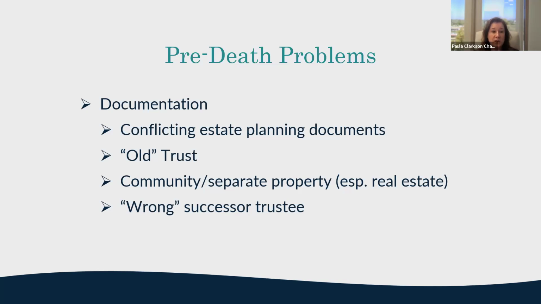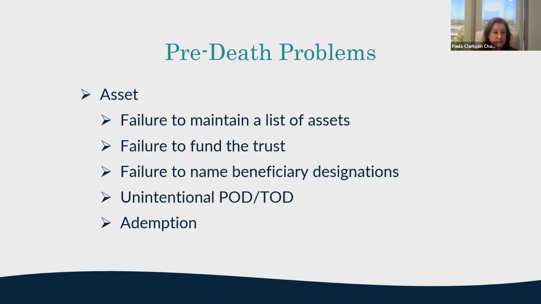Is it dealing with your separate property, your community property? How is title held so that there aren't any problems? Do you still have the correct trustee, or do you no longer like that person, or have they passed away? Or, as I mentioned earlier, you leave a piece of real estate to one child and you no longer own that piece of real estate. Those are really important things to continue to look at and clarify while you're still alive.